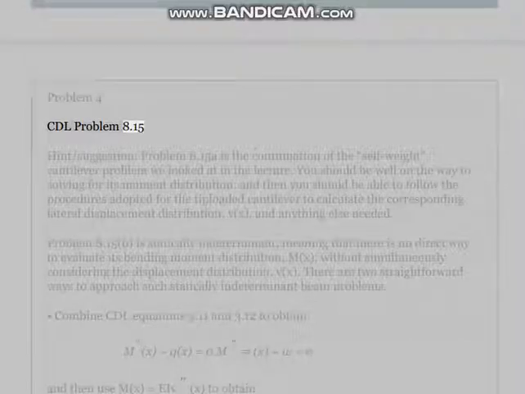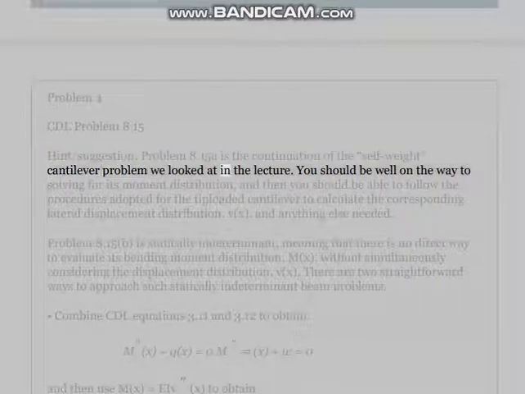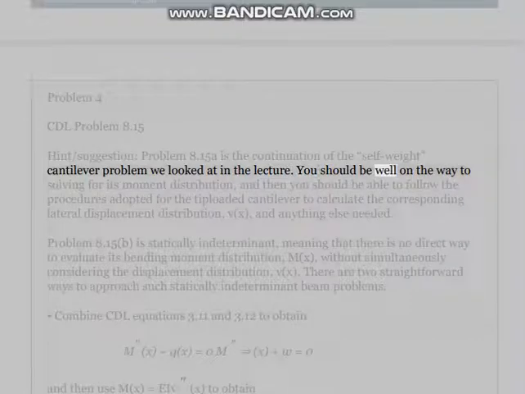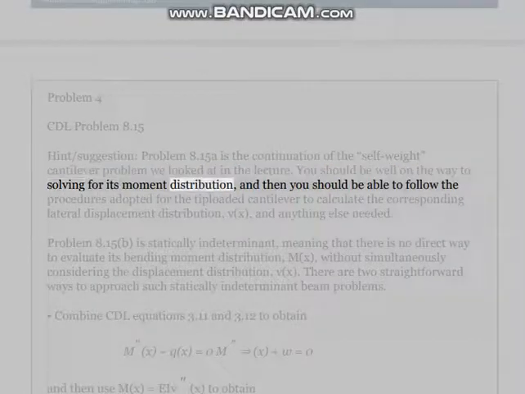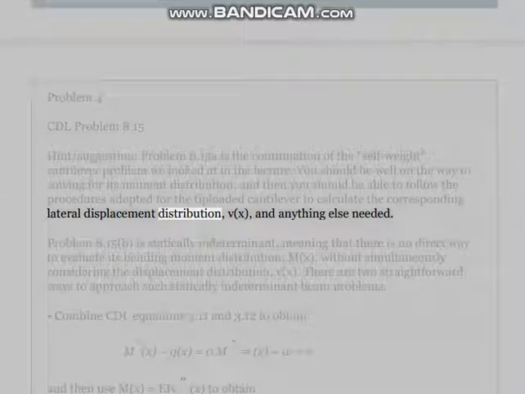Problem 4. CDL Problem 8.15. Hint/suggestion. Problem 8.15 is the continuation of the self-weight cantilever problem we looked at in the lecture. You should be well on the way to solving for its moment distribution, and then you should be able to follow the procedures adopted for the tip-loaded cantilever to calculate the corresponding lateral displacement distribution, v(x), and anything else needed.